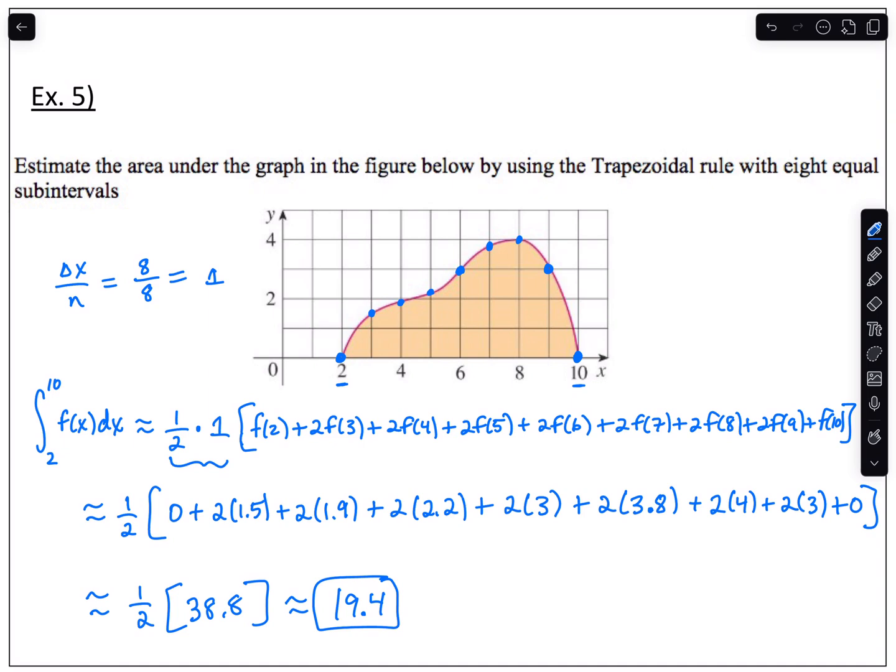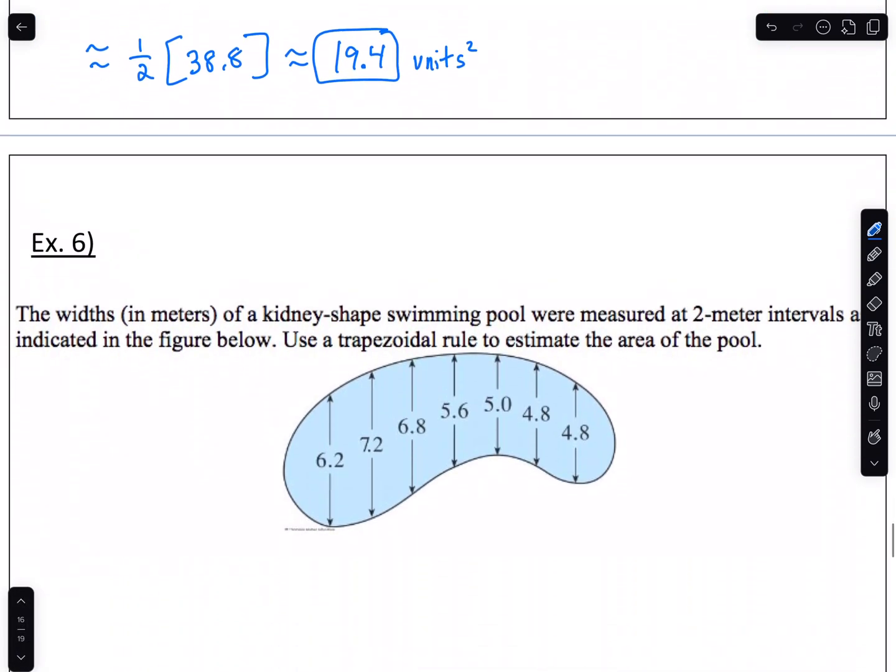Now, if they gave me something like meters or centimeters, I would say things like centimeters squared, meters squared. Here it's just generic units, so you could say units squared if you want. All right, so that'll be example 5. Now, how about example 6?